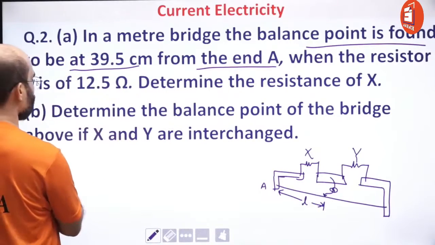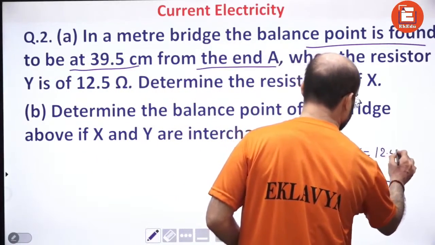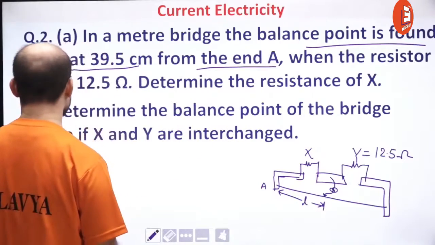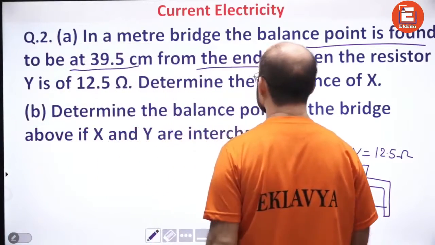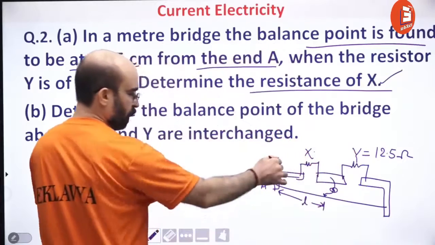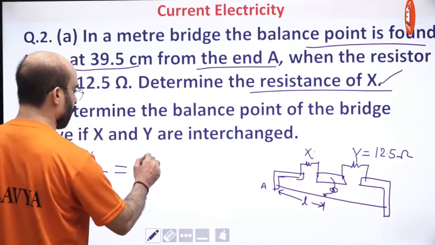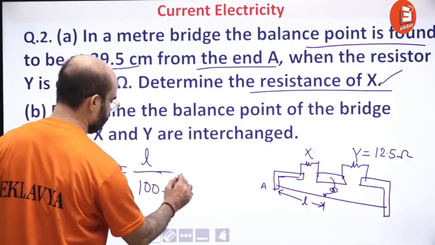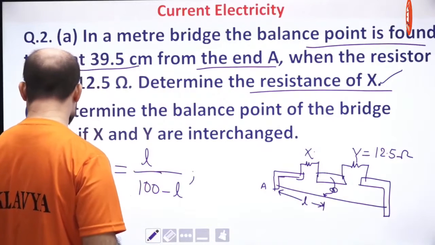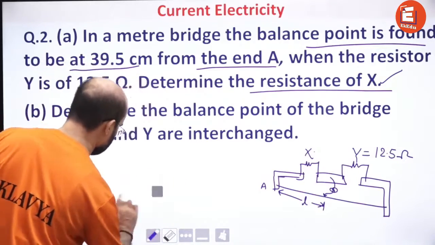So the L value is known to you. The Y value we can consider as 12.5 ohm. Determine the resistance of X. First, determine the value of X. So if you have this relation, X by Y equals L by 100 minus L. It is quite simple. Here only we can solve it. Simple calculation.